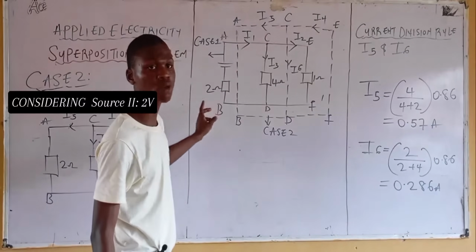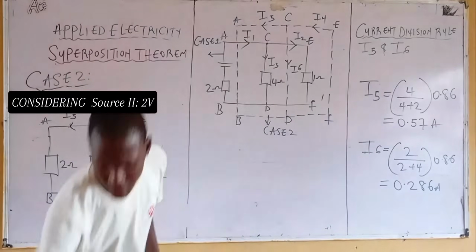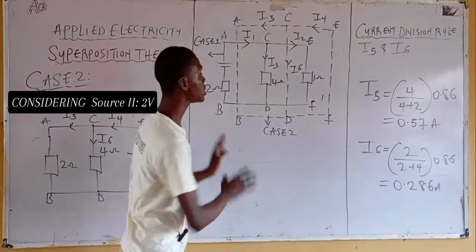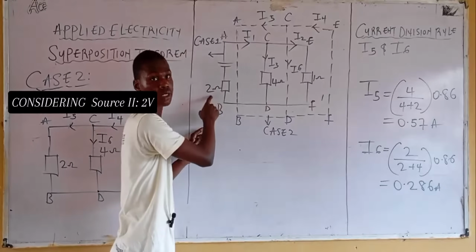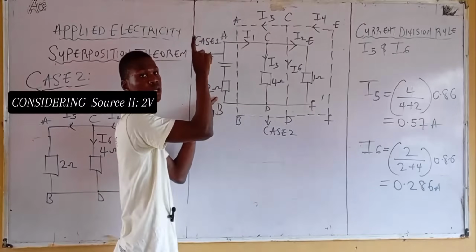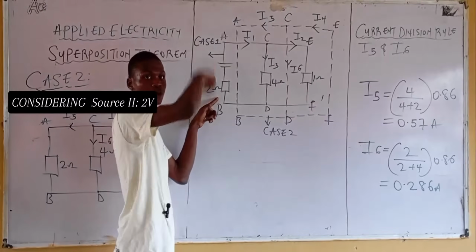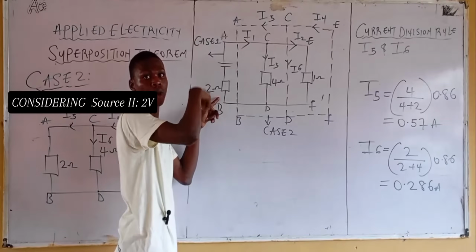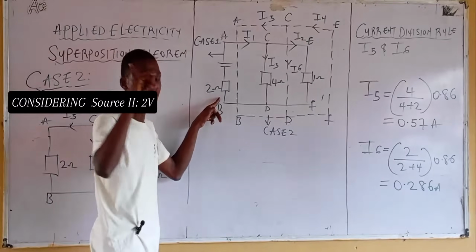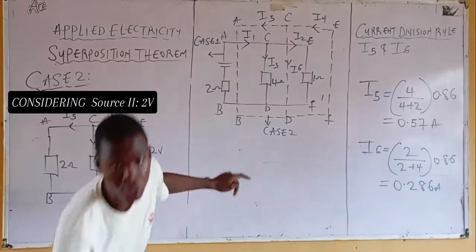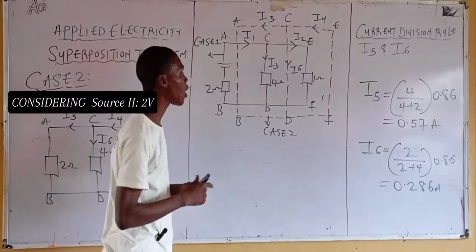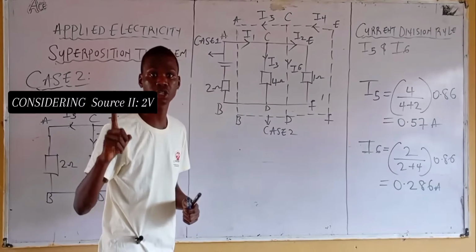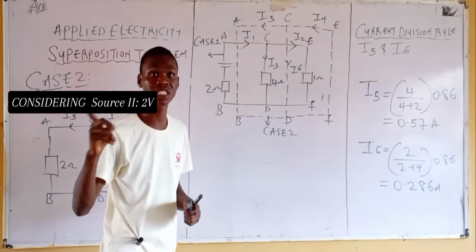of current of 2 ohm resistor. No, I don't want to get this thing complicated. This diagram now is for case 1. Let's solve for 2 ohm resistor first. For 2 ohm resistor for case 1, what do we denote the value of current? I1. What about case 2? What do you denote the value of current? I4. Now, are they going in the same direction? No, they are going in opposite direction.